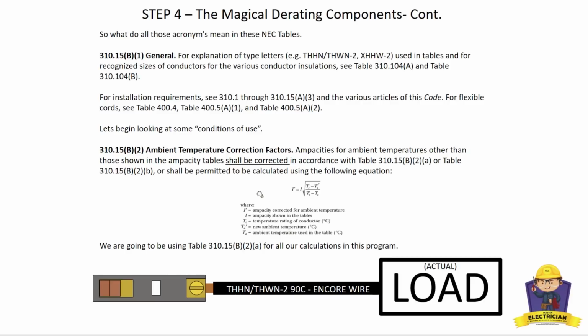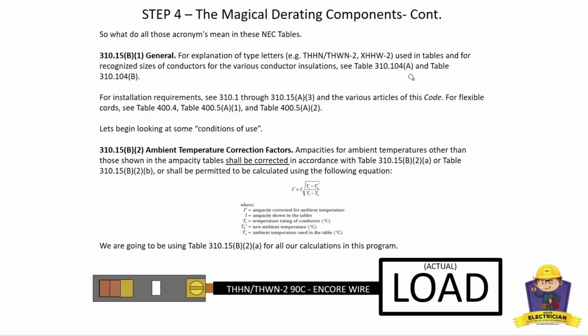Now, in 310.15(B)(1), it kind of tells you what these type letters are. We kind of talked about that earlier. They're found in 310.15(B)(16). You see those. It'll tell you the different types of insulation systems. If you want to find out everything you need to know about these, then you're going to go to Table 310.104(A) and 310.104(B), and that's going to give you everything from the sizes these conductors can be manufactured in, whether it's a dry or wet location, what these acronyms mean.